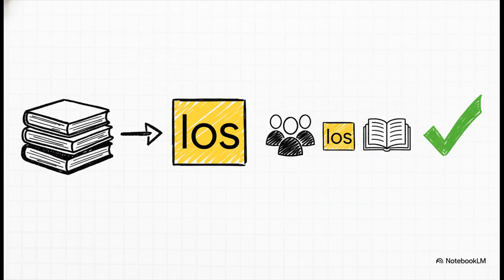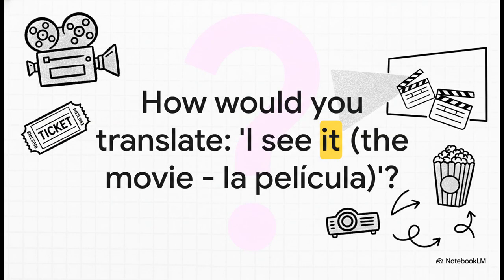So, what did you get? The object is los libros, which is masculine and plural. That means our pronoun is los. Slap that before the verb, and you get nosotros los leemos. Yes, fantastic work. All right, one last one to really make sure this is cemented in your brain.